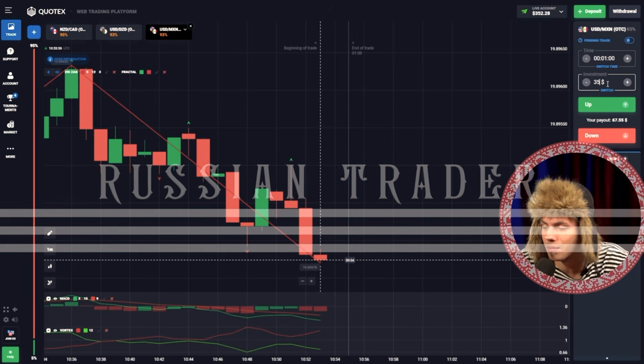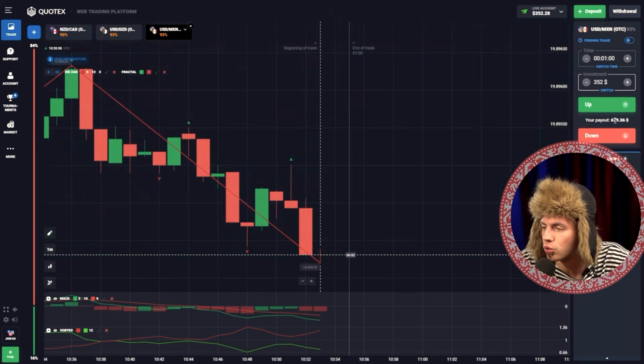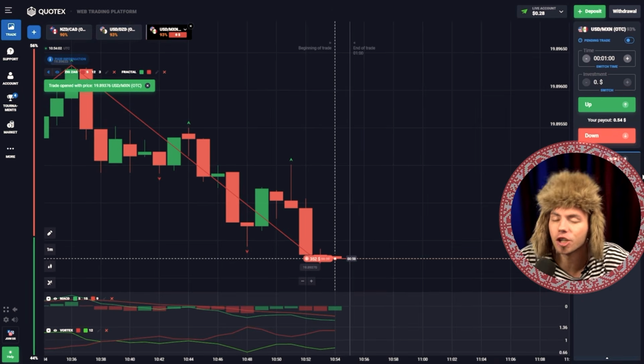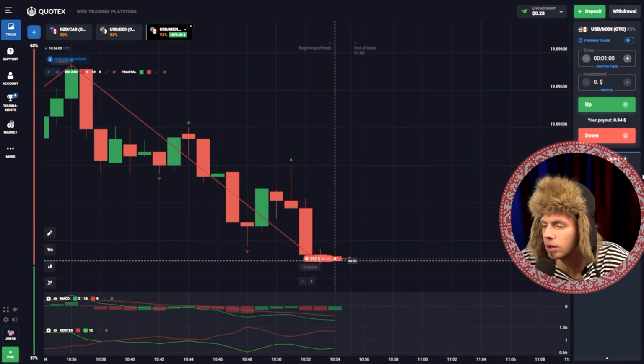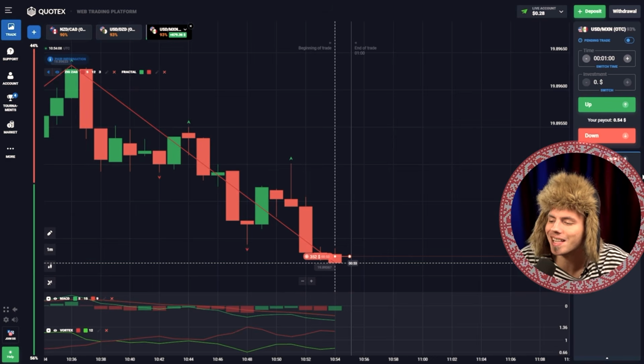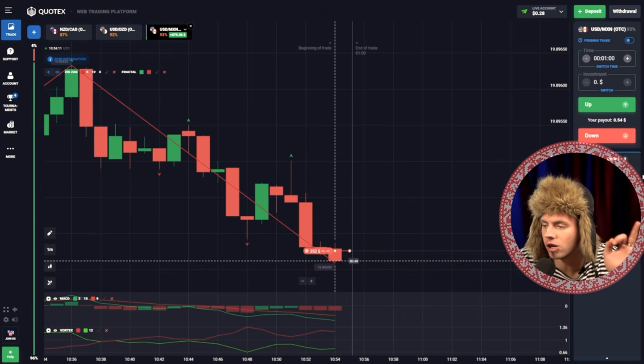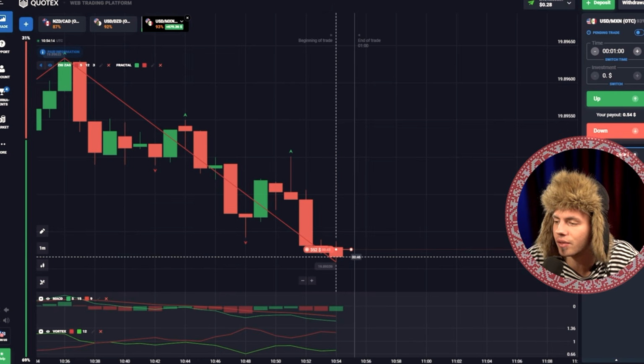So let's set the amount first, 352 bucks, and let's open right now a sell trade over here. You will ask me why. I will explain. Here we are in a strong downtrend at the moment. You see, a very strong downtrend right now. So we have the option down.